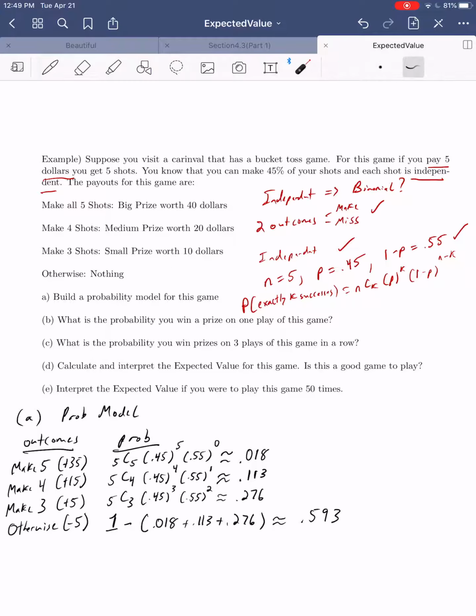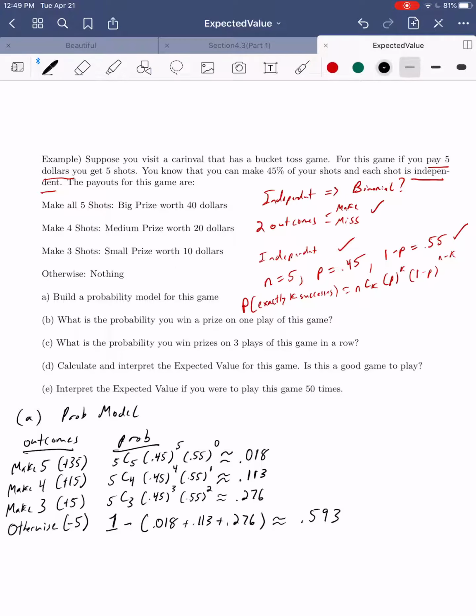So, in other words, what we're saying is you've got about a 1.8% chance that you win the big prize, about an 11% chance that you get the medium prize, and about a 27.6% chance that you get the small prize. There's about a 59% chance, though, that you walk up to this game, you pay your money, and you get nothing. Now, this means that you have a higher chance of losing than you have of winning. But if you think about it, those wins are worth a good amount of money, so that doesn't necessarily mean that it's a good or bad game yet. We'll have to calculate the expected value to do that.